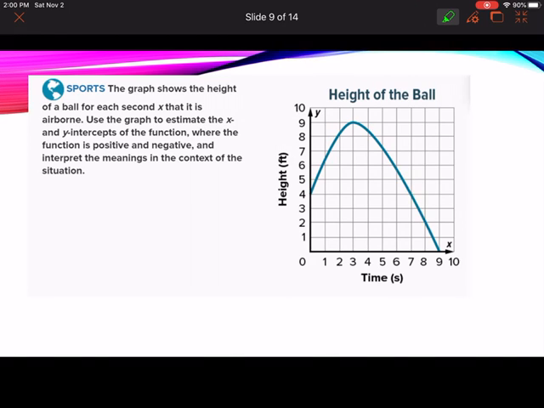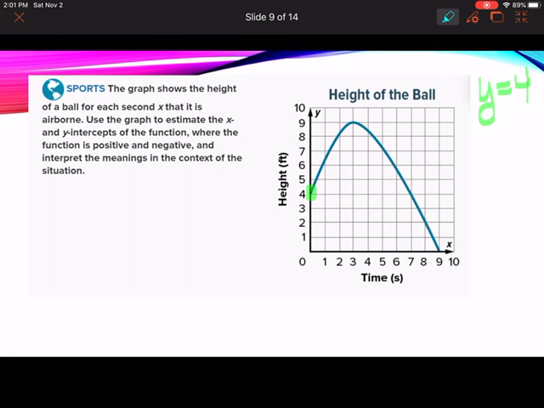The graph shows the height of a ball for each second x that is airborne. Use the graph to estimate the x and the y-intercept of the functions, so where the function is positive, and interpret the meaning in context of the situation. So this is like a basketball being shot or a ball being thrown. So we're going to say we start at 4 feet because that's about where your arm is. This right here, it asks us to identify our y-intercept, so y equals 4.